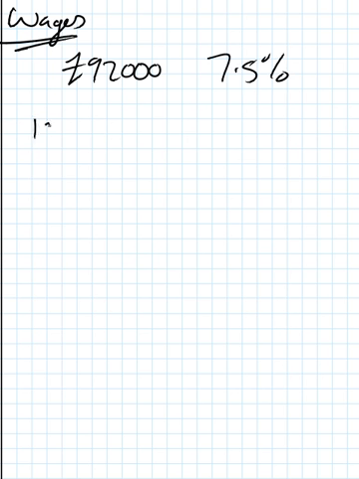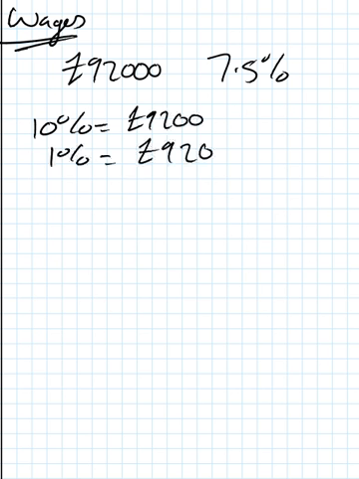So let's work out 10% is 9,200. So 1% is £920. So there we go. So at that point, we've then got to do 1% 920. Well, to get 7.5 then, let's get half a percent. Half of 920 is 400. Half of 900 is 450. So it's 460 if you half 20.